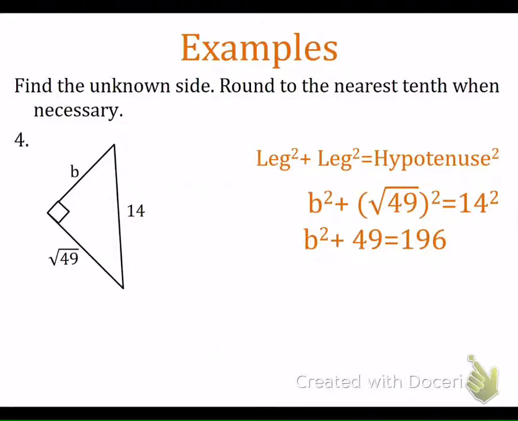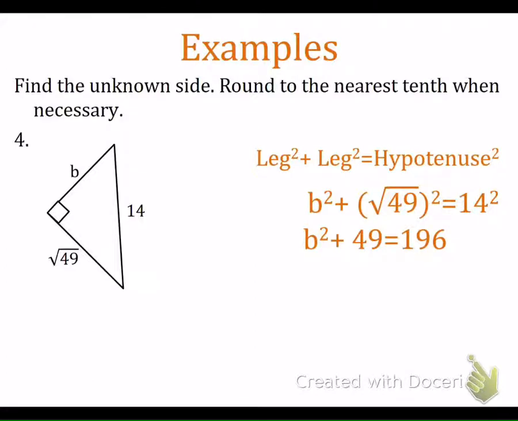Yeah, that's an interesting one. So either way, your second line should look like that. If you made it a 7 and then squared the 7, or if you just canceled out the square root and the squared, either way, you get b squared plus 49 equals 196.